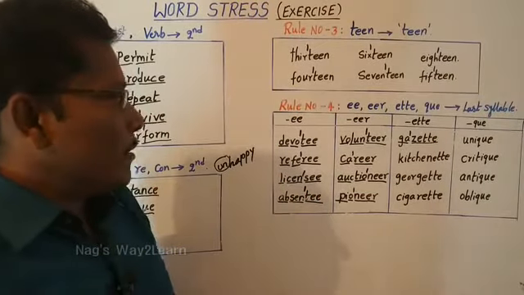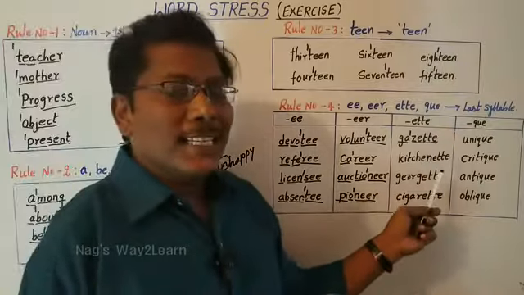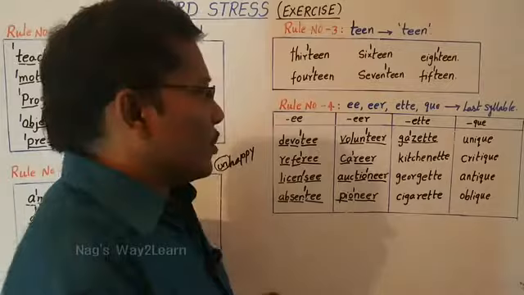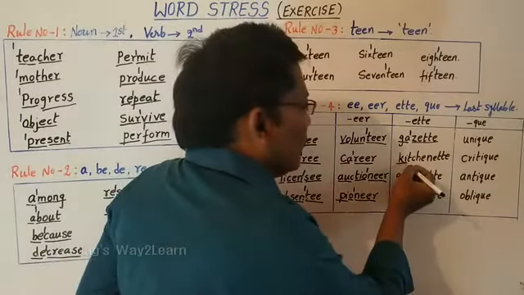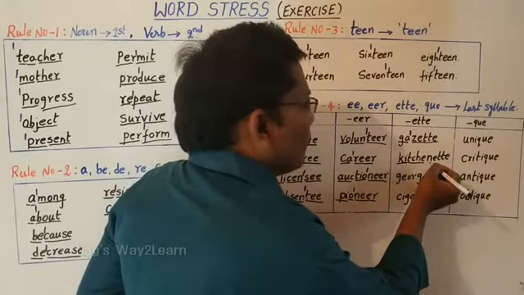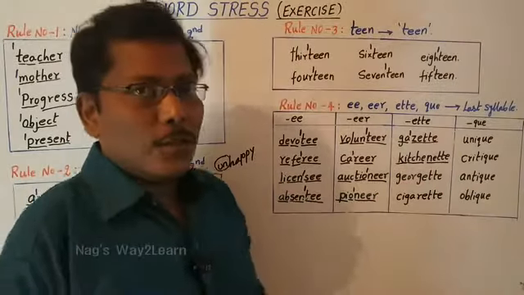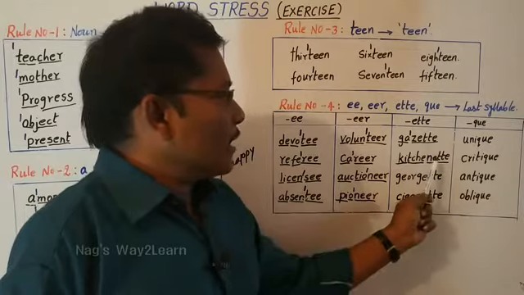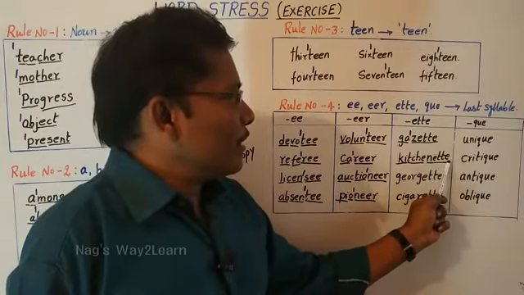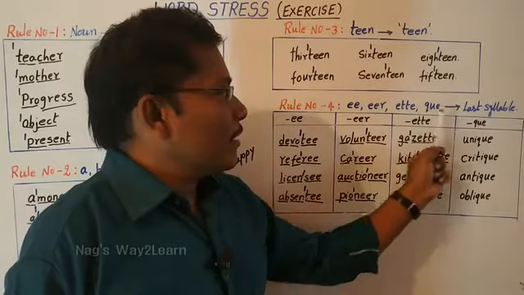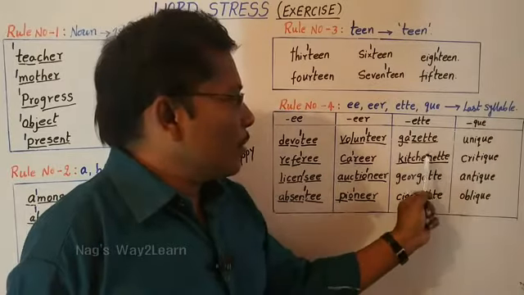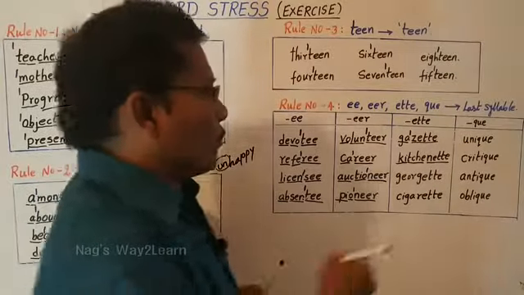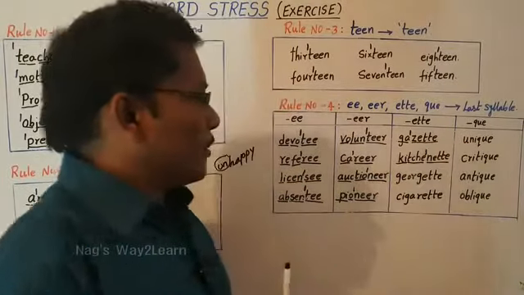Okay, next, kitchenette. So syllables are kit, che, nette. 3 syllables are there. So in the ending you can find ette. So ette is there, then the stress should be on the last syllable. What is the last syllable here? Nette. So you put the stress on nette, like that.